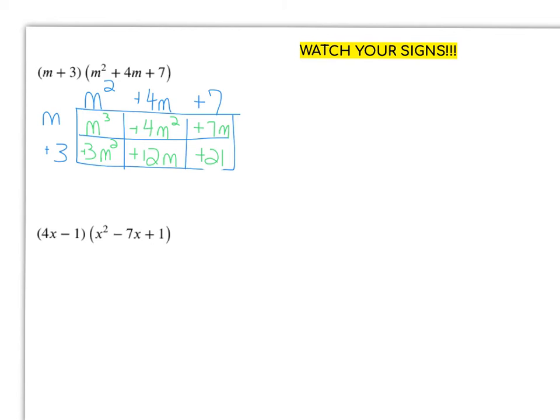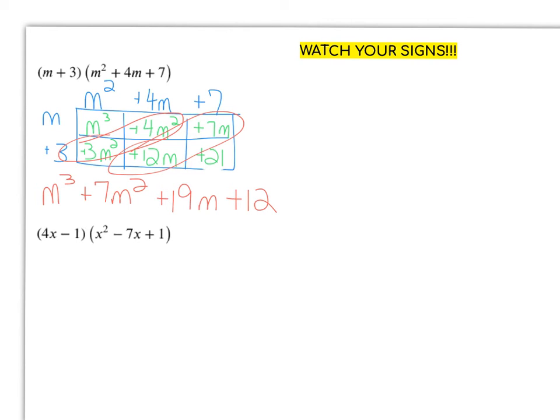Now I'm going to go through and do my like terms. I have m cubed. That's my highest exponent. 3m squared plus 4m squared is 7m squared. 12m plus 7m is 19m, and then plus 21.